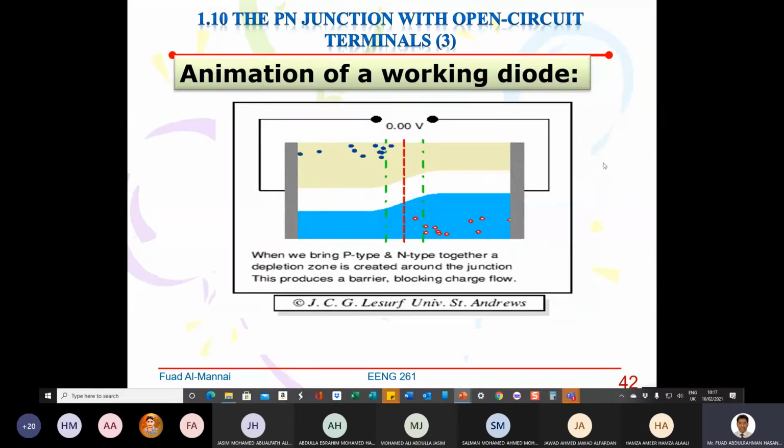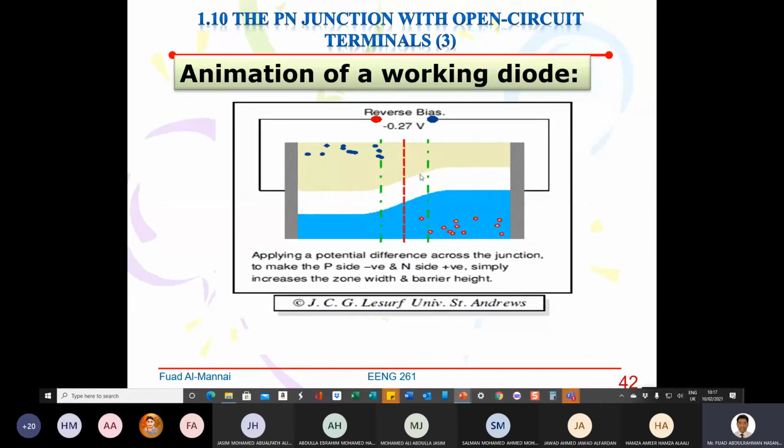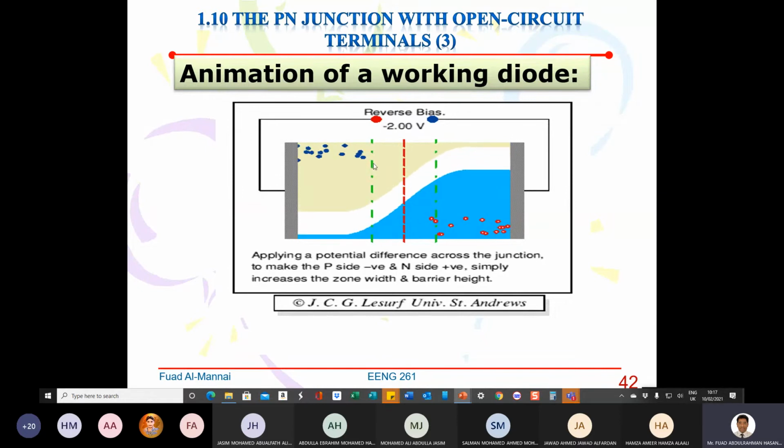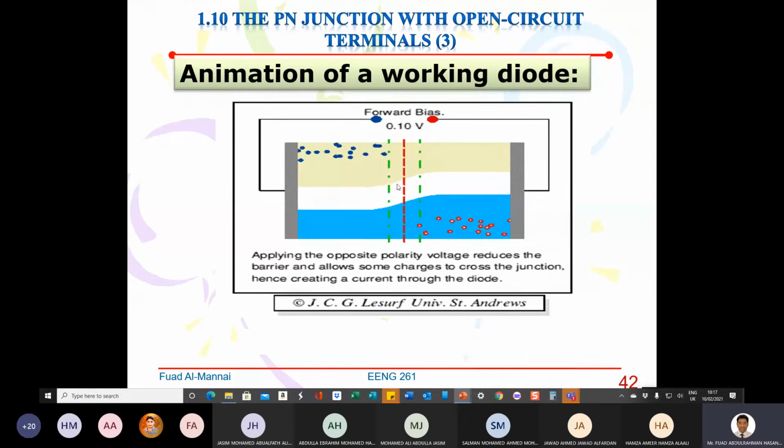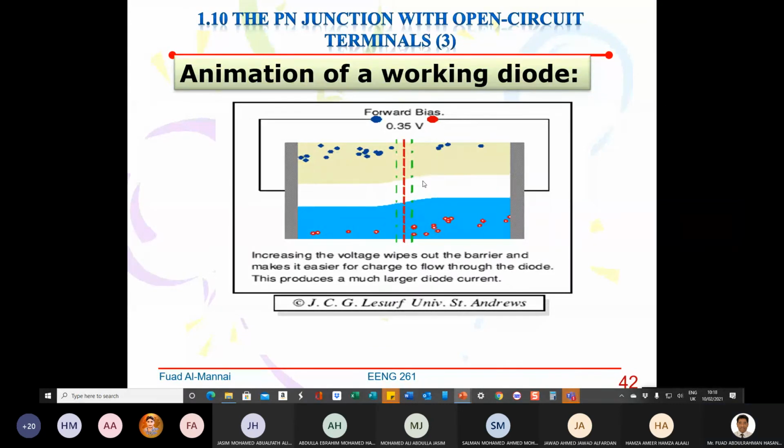There you go. You see this is the depletion region here. This is reverse bias. See the band diagram over here. This is the reverse bias. This is the electrons and this is the holes. Okay, look at this. Now the band straightens up.